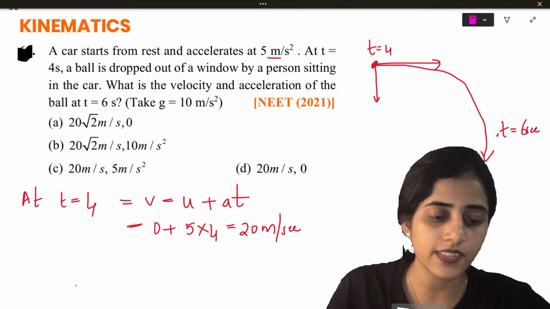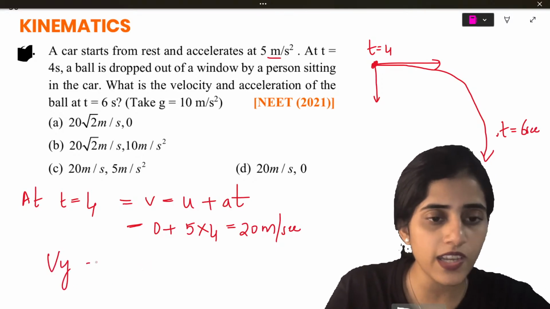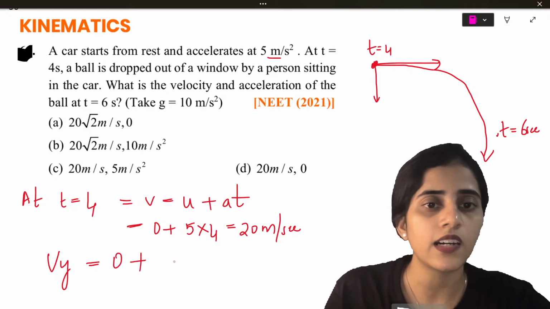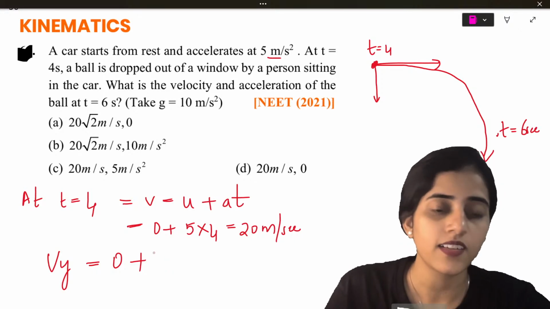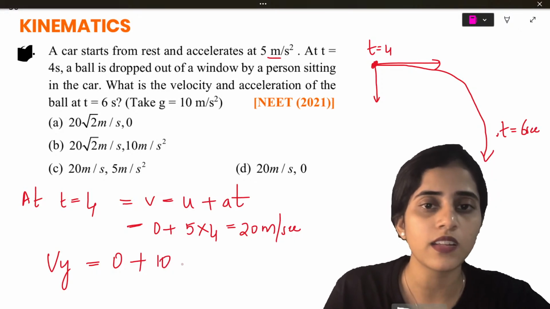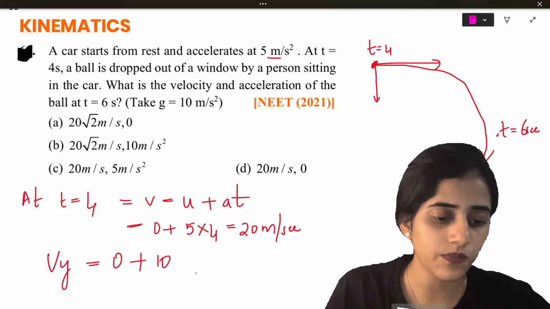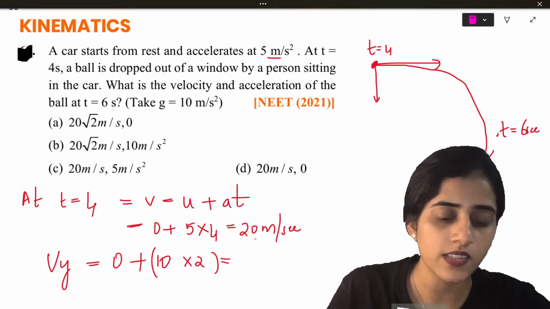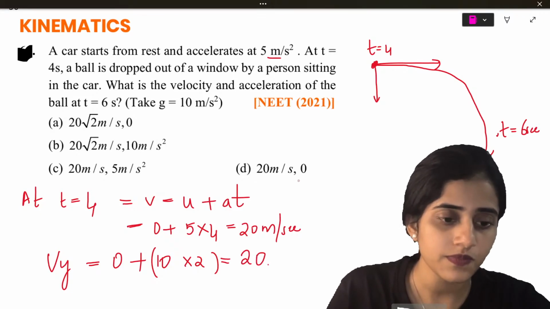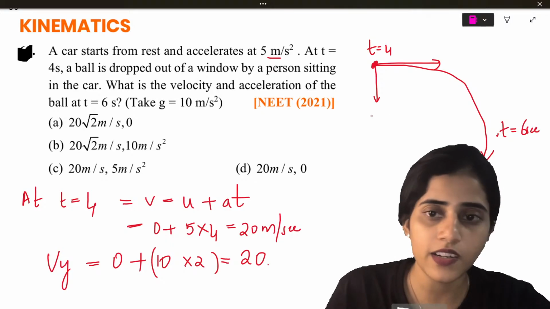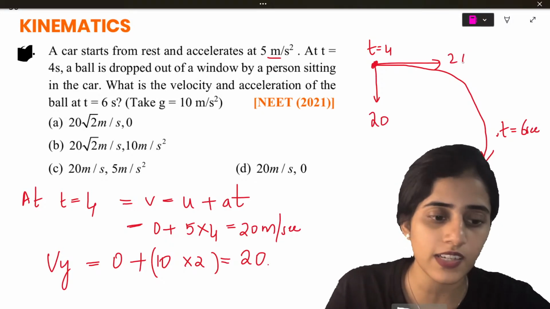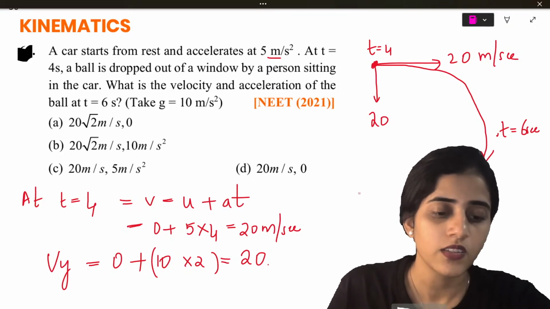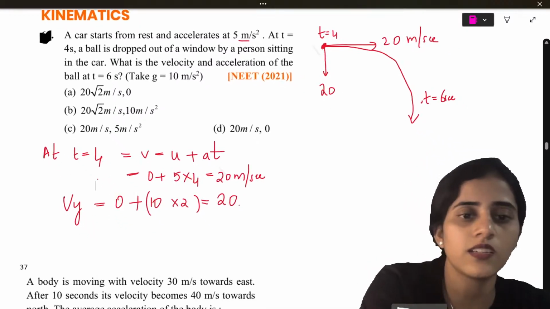Alright. Is this clear? Now Vy is what? Again 0 plus, when the gravity is 10, into 2, which is 20. So initially, see, here it moves down with 20, and this side also with 20 meters per second.